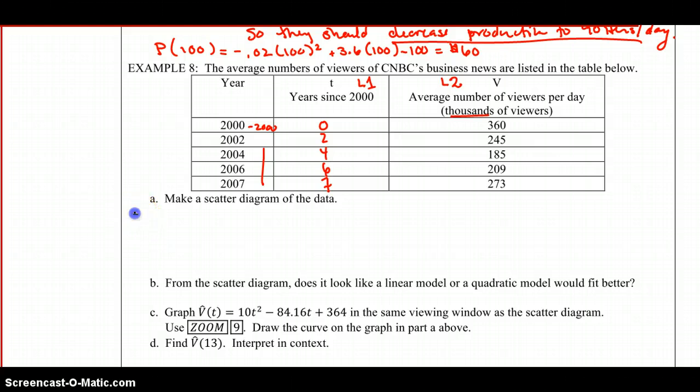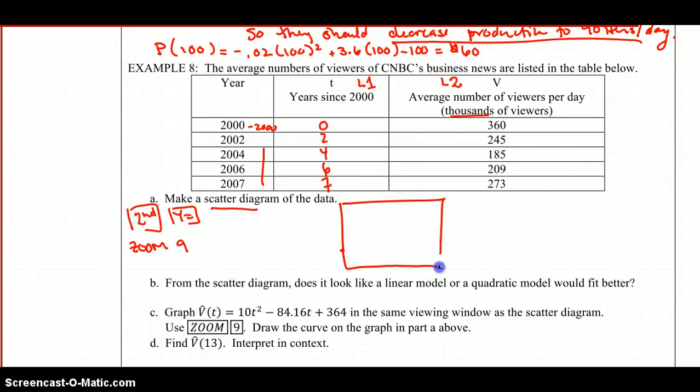And then we can push second function, y equal, to get into the stat plot so that we can make a scatter diagram of the data. We tell it what list to look at, and then we're going to push zoom 9. So we would get a graph that looks something like this. So we've got some points on here that look like that.